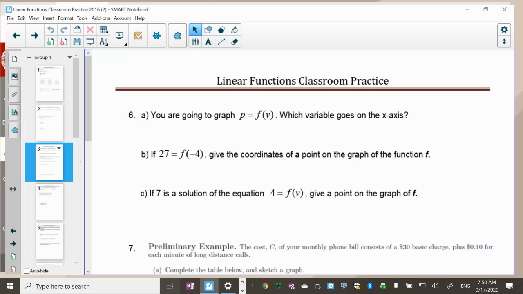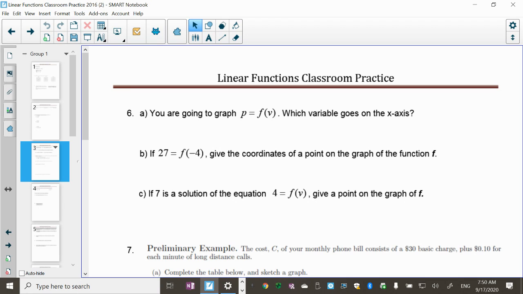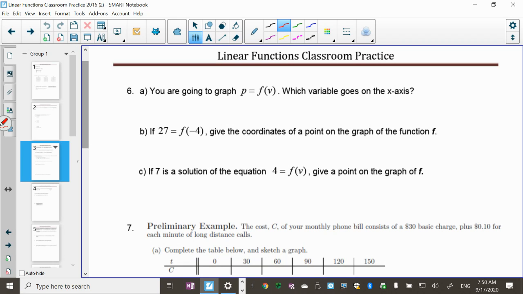Okay, so I'm going to actually do this one right here. So I'm going to start at number 6. These are the in-class practice. So it says you're going to graph P equals f of v. Which variable goes on the x-axis? Okay, so first thing you got to remember is that this is your input, like your x. This is your output. Okay, that means I can put anything in here and out will come a P.